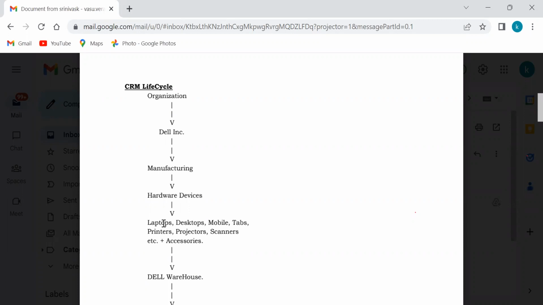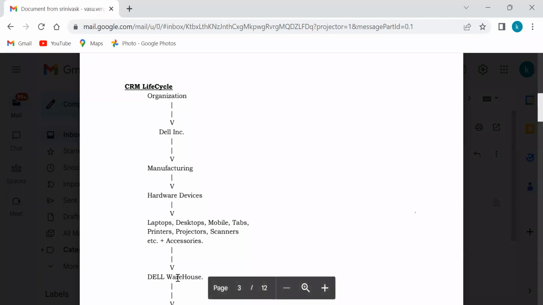which are required to manufacture a laptop. All the subcomponents required to manufacture the laptop will be first shifted to a warehouse which is called the Dell warehouse. Dell has their warehouse in China. So all the subcomponents required to manufacture a laptop will be first shifted to the Dell warehouse.